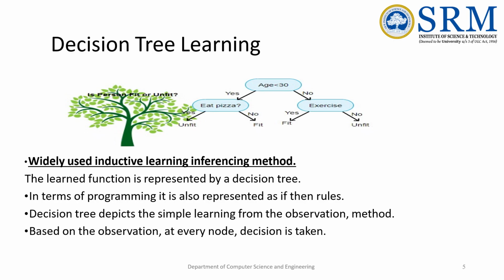So to summarize, decision tree learning is one of the most popular and easily interpretable machine learning techniques. It learns decision rules from the data and represents them in a tree-like structure. Because of its simplicity, visualization capability, and effectiveness in classification problems, it is widely used in healthcare, finance, education, marketing, and many real-world applications. So this is about decision tree learning.